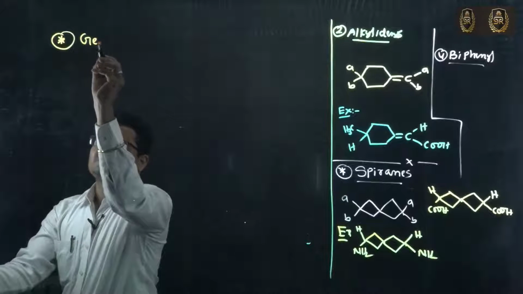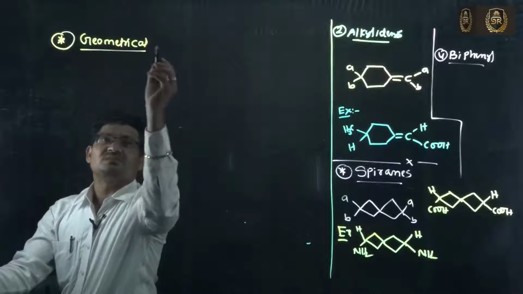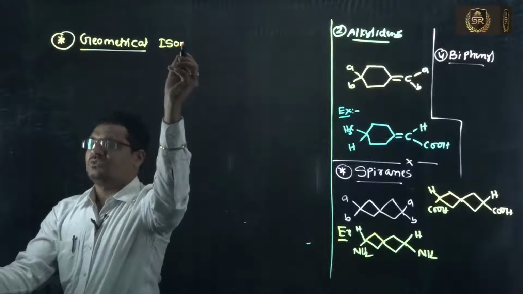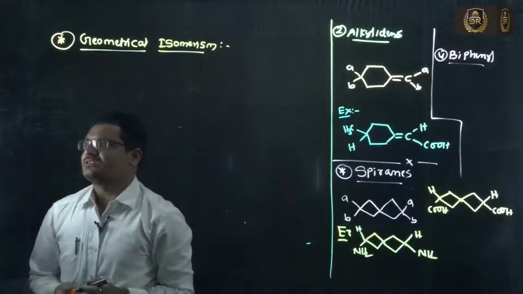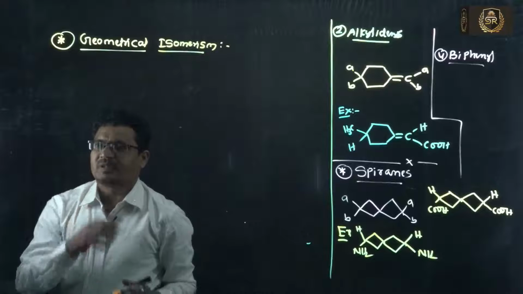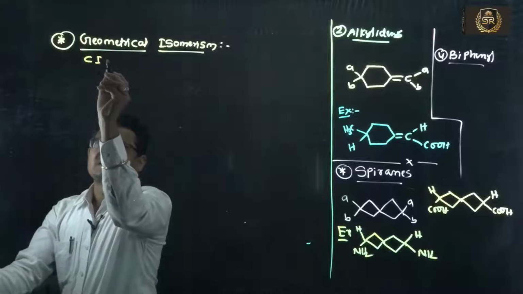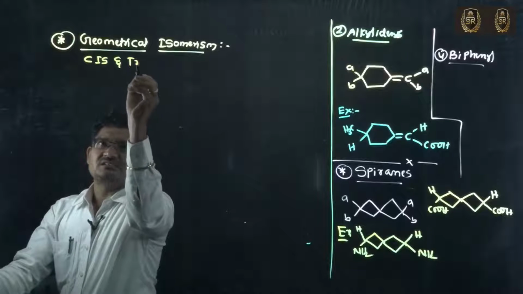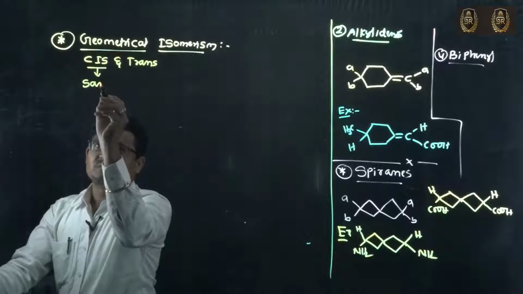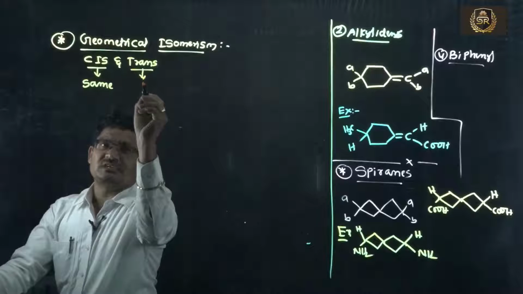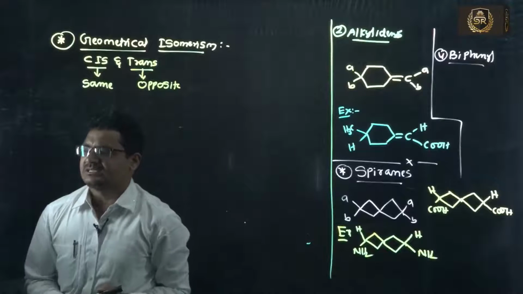Geometrical isomerism is nothing but cis-trans isomerism, that is, cis and trans. Cis means same side, trans means opposite side.